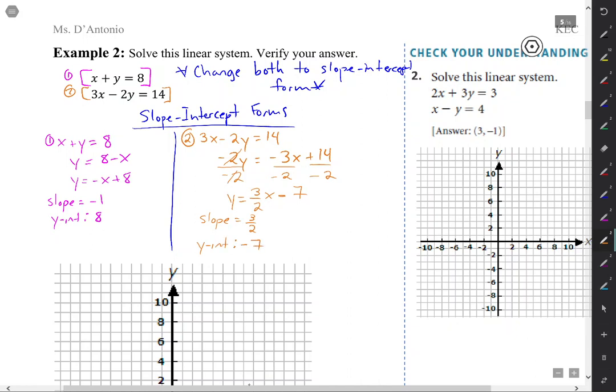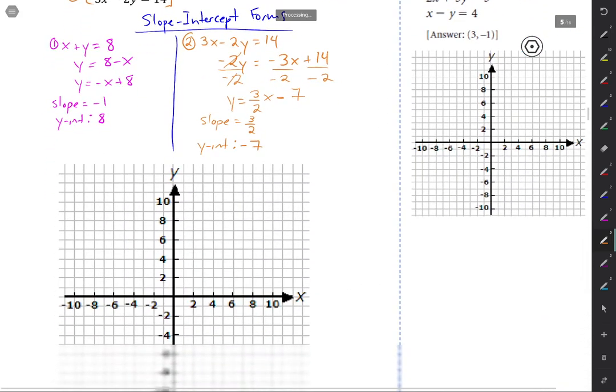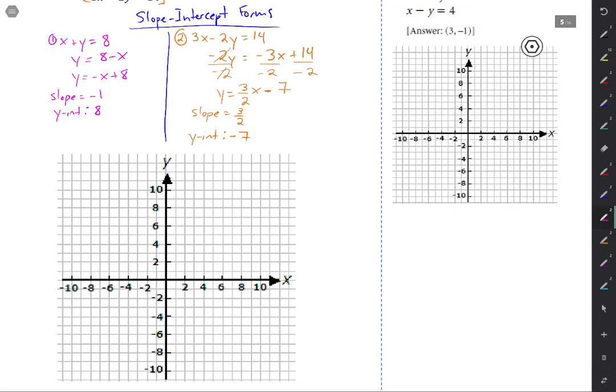So now that these are in slope-intercept form, we can easily graph them on our chart right below here. So I'm going to take a second and graph both of these. Remember, we start by plotting the y-intercept. So here I'll do the first one in pink. So we put the y-intercept at 8. And then we're going to do our slope, which is negative 1.